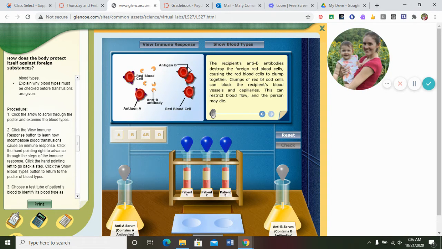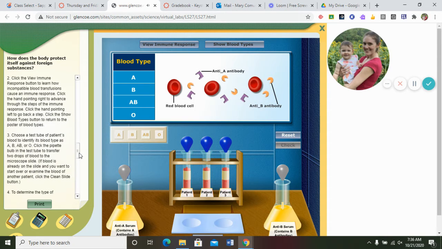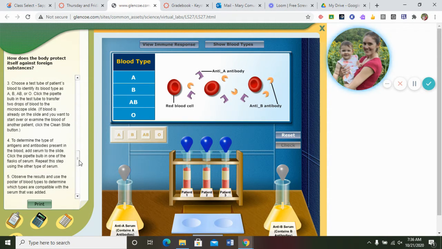Okay, so go back to show blood types. Choose a test tube of the patient's blood to identify its blood type as A, B, AB, or O. Click the pipette bulb in the test tube to transfer 2 drops of blood to the microscope slide. If blood is already on the slide and you want to start over or examine the blood of another patient, click the Clean Slide button.